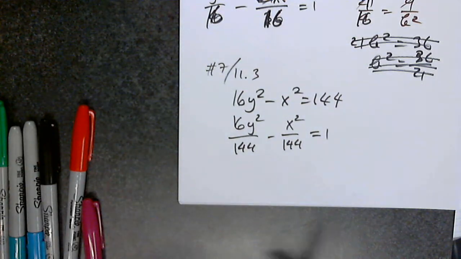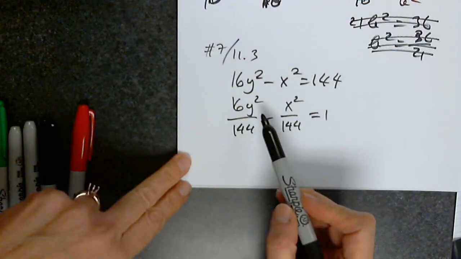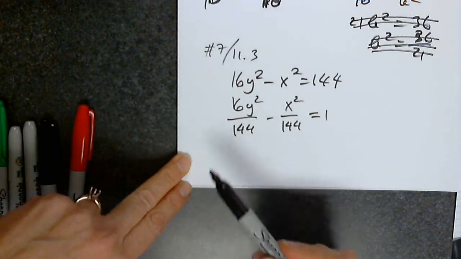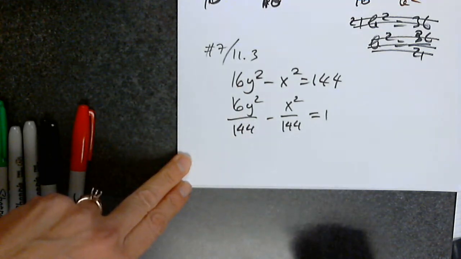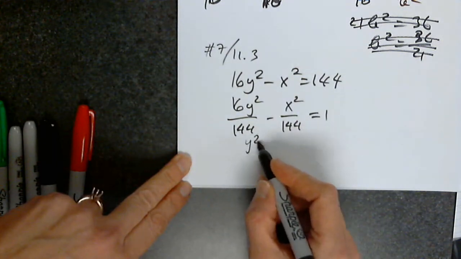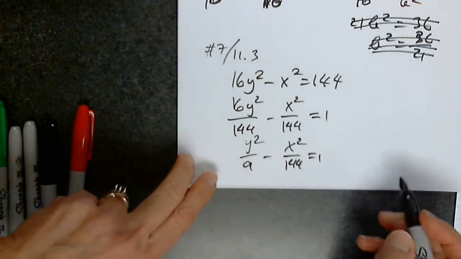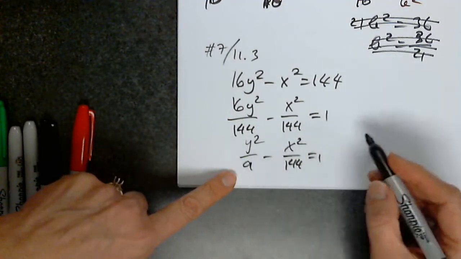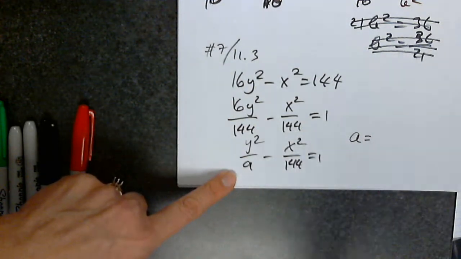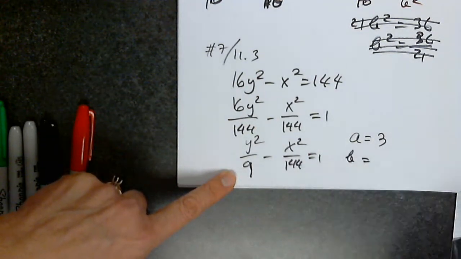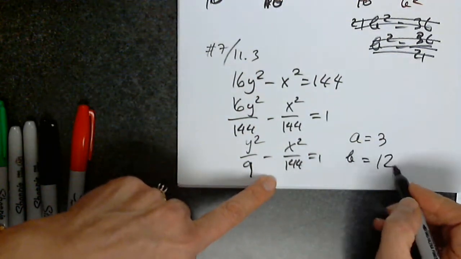Okay. So now I will simplify. When I simplify by 16, what do I get? 144 divided by 16 is? Very good. Y squared over 9 minus x squared over 144 equals 1. And from here, it's very clear that A on the y-axis is 3 and B on the x-axis is 12.